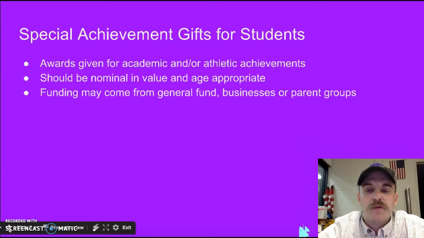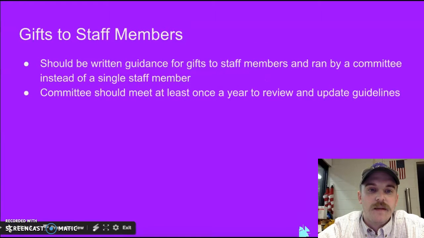Our gifts are nominal in value on the FFA side, and they are age appropriate as they should be, usually plaques, something like that. And funding may come from the general fund, businesses, or parent groups. We try to stay more along the lines of getting donation dollars and grant monies to pay for those types of things. However, we will use funds in our account to help cover some of that if we need to.